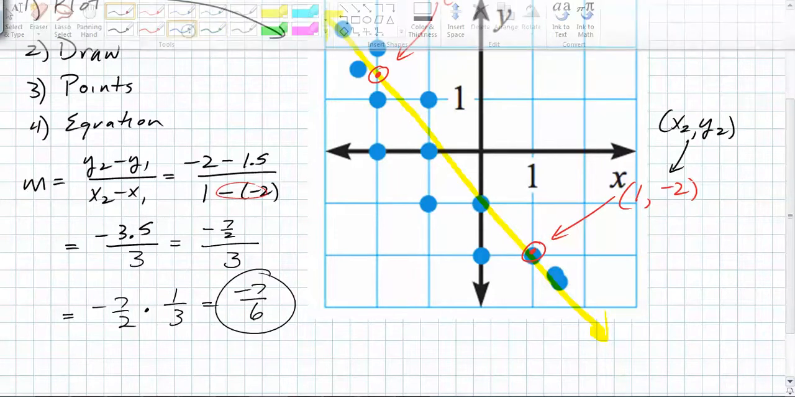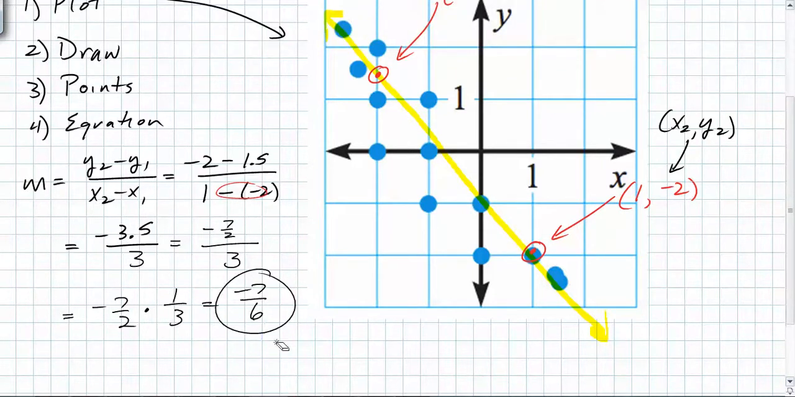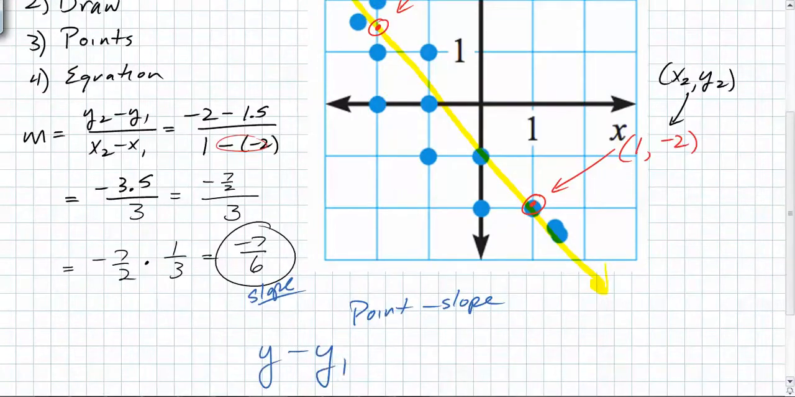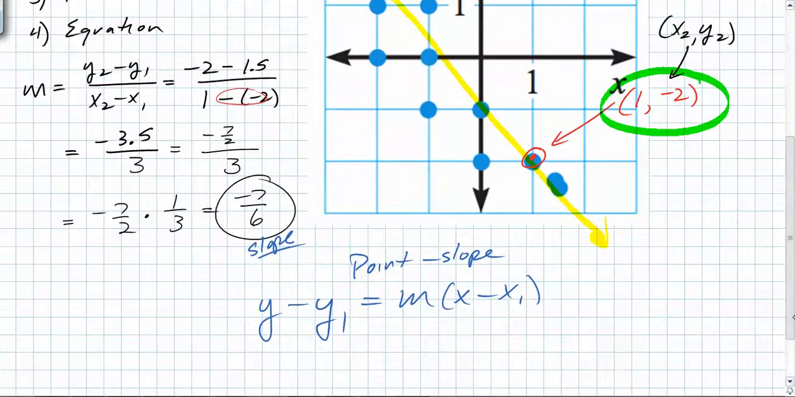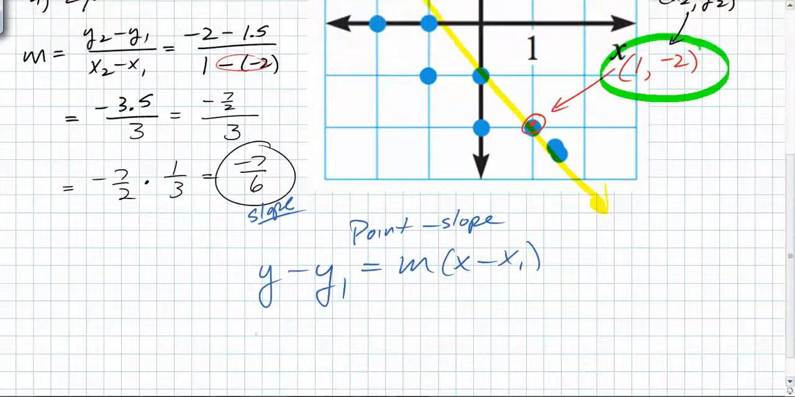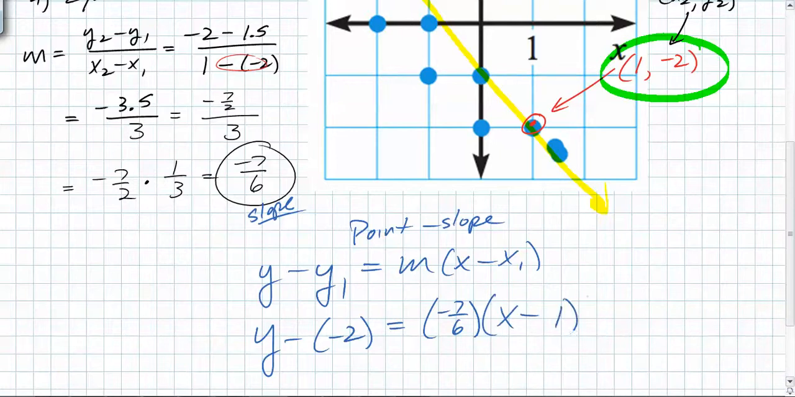Now we need to write the equation of the line, and now we have a slope, and we have 2 points, so we might as well use point-slope form, which we know is y minus y1 equals m times x minus x1. I like this point pretty well because there's no fractions in it. So we know that we're going to have y minus -2 equals m, which is -7 over 6, times x minus 1. This y value went right there, and this x value went right there.